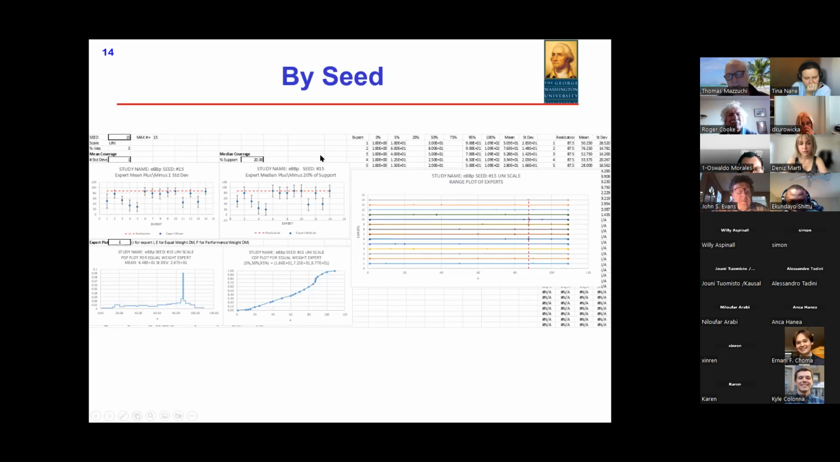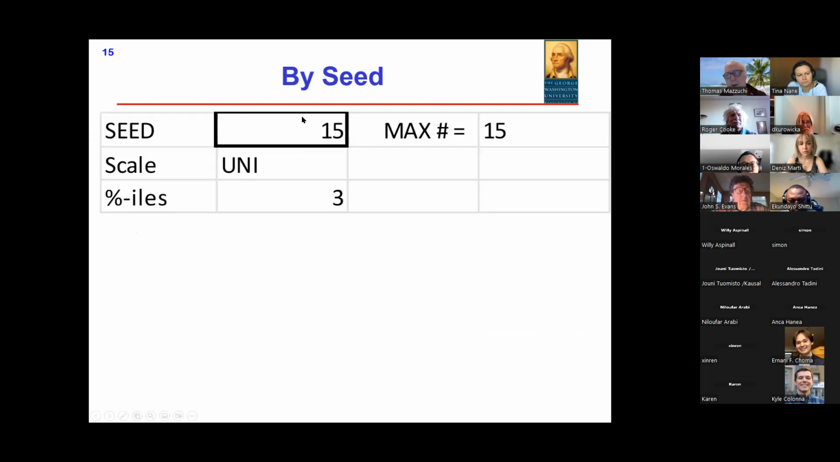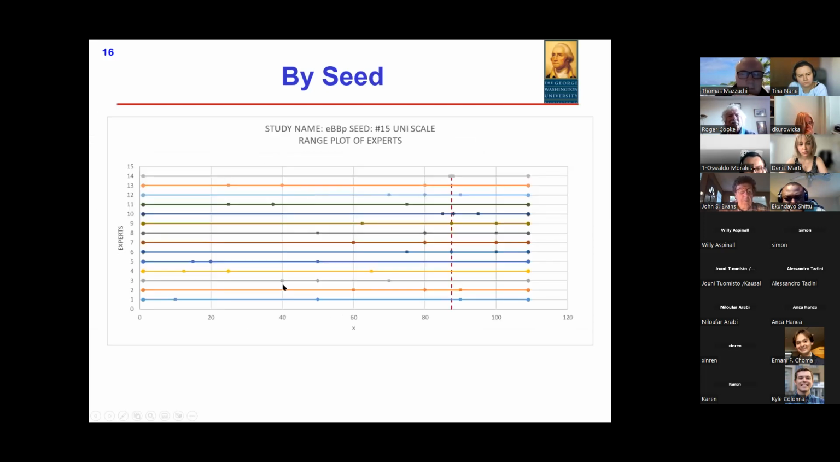The next one is where I have some fun stuff, but I think I'll be changing it, and that's the tab by seed. This is what by seed looks like. Again, there's a lot of calculations over to the right. These are the pictures mostly that you can get. When you go by seed, you have to put in the seed for the particular study. It will tell you what the maximum number of seeds in the study is. It'll tell you what the scale of that is. It'll tell you the percentiles and so forth. And then you can go ahead and study that seed under a couple of different things.